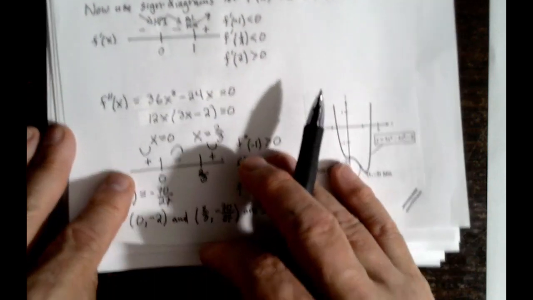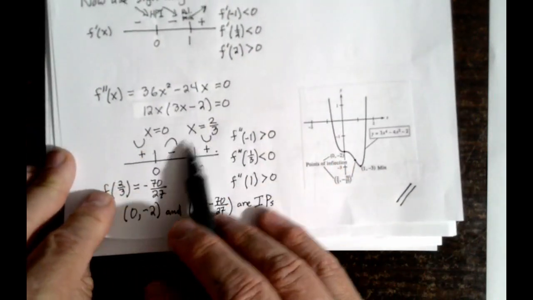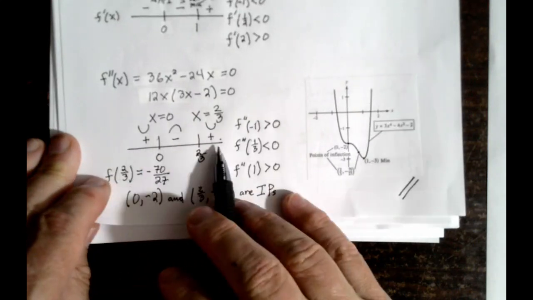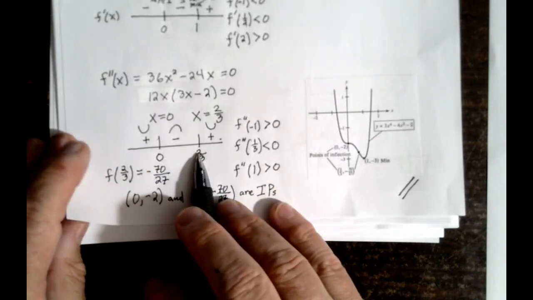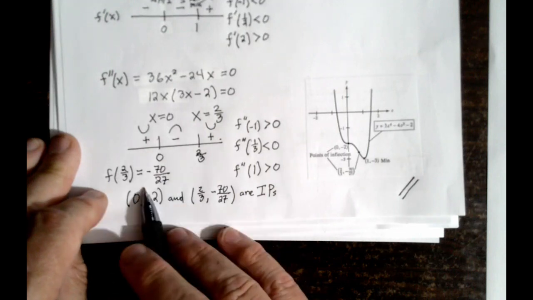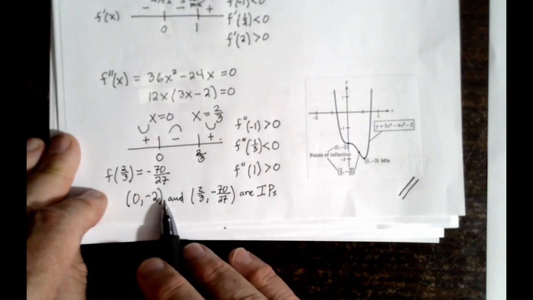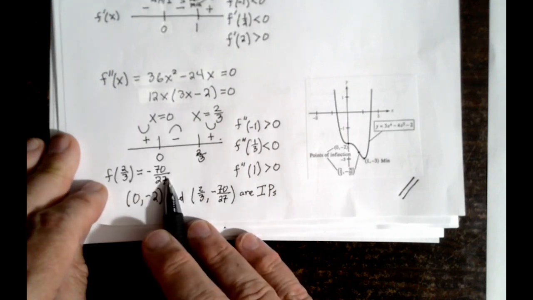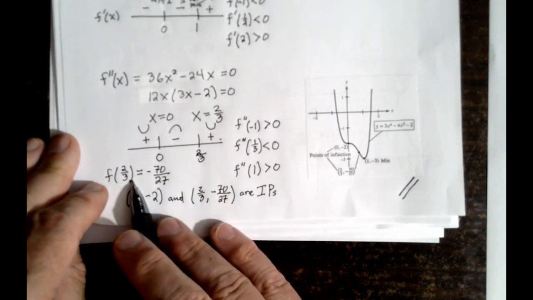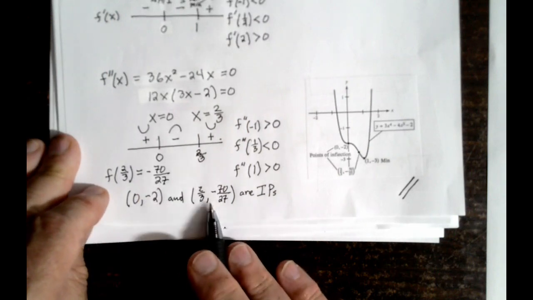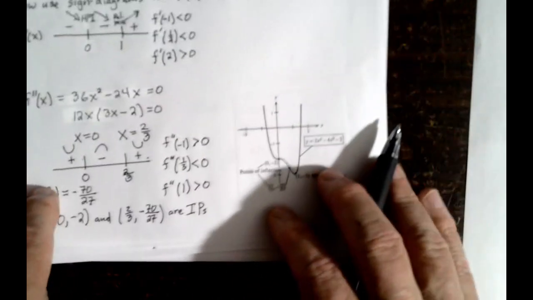With the second derivative, you set that equal to 0, you get 0 and 2/3. When you divide up your number line and check it, you get plus, minus, plus, which means both of these are points of inflection. And we know the 0 gives us 2, but we don't know the y-coordinate for the 2/3 yet, because that's a new value here. So we had to plug that into the function to get the y-coordinate. So we know this is also a point of inflection.